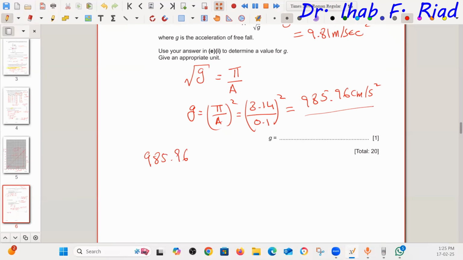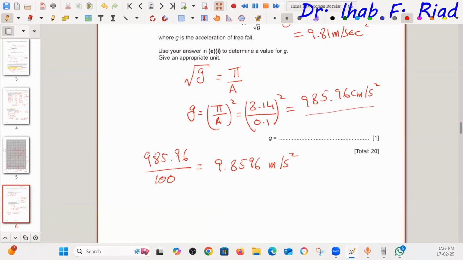When we are going from centimeter to meters, we divide by how much? By 100. Okay, so we divide this by 100. So it is going to be 9.8596 meter per second square, right?